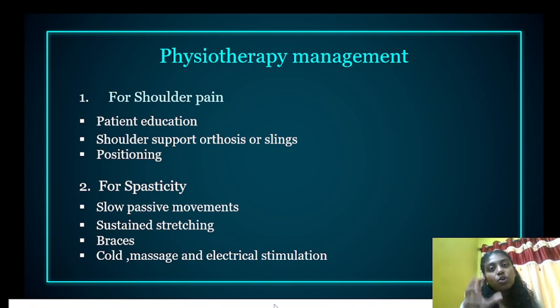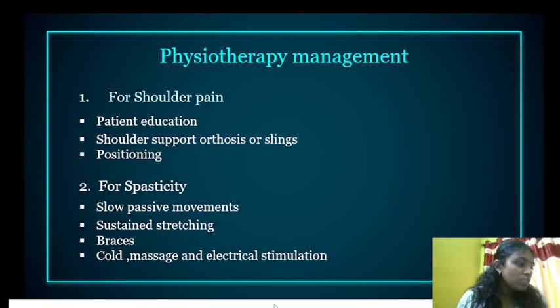Cold will also cause relaxation, and it reduces the nerve conduction velocity, which also reduces the muscle spindle activity. Cold packs can be given for 20 to 30 minutes. Massage can also be given, as well as electrical stimulation, to reduce the muscle tone.